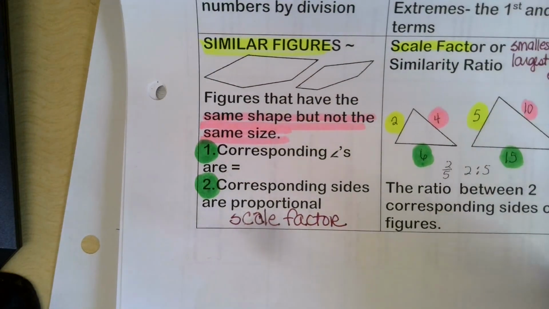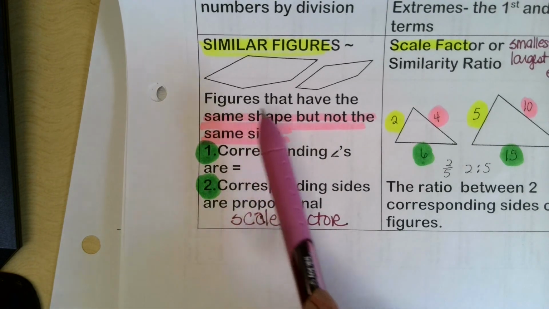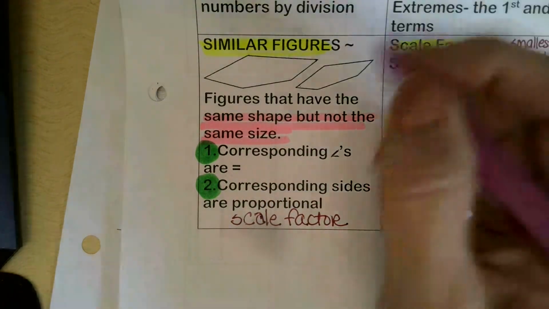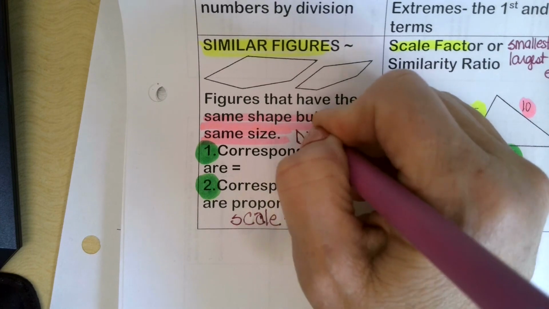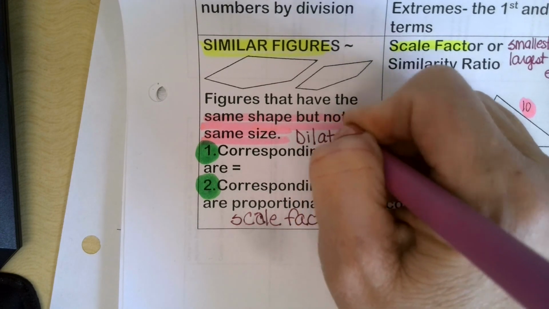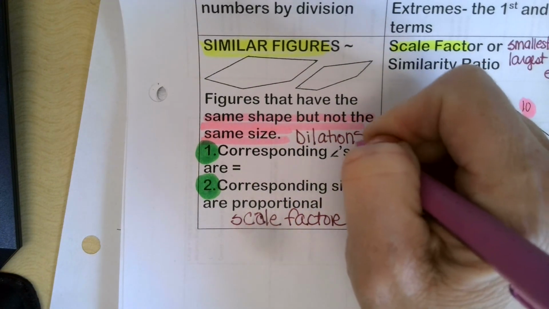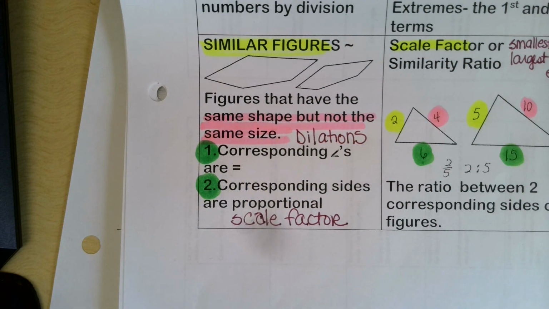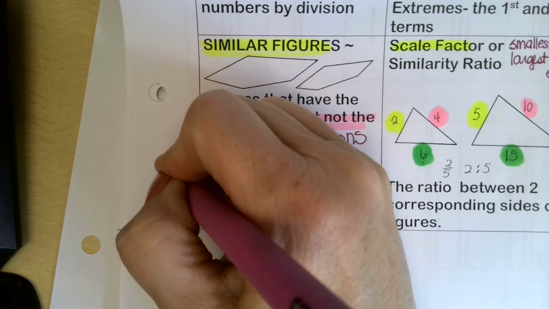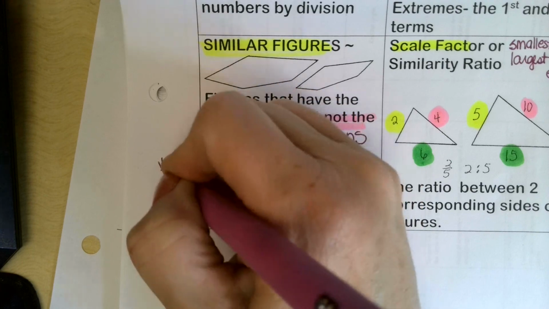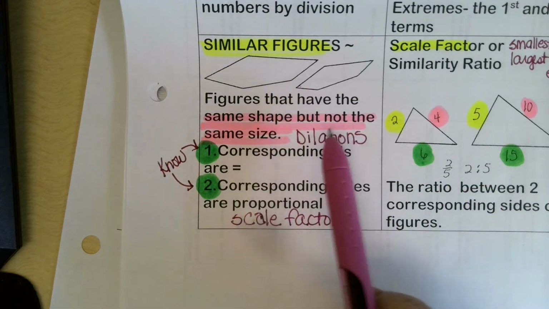Okay, similar figures. This is the big deal. Similar figures are figures that have the same shape but not the same size. We briefly covered dilations in the unit with the transformations, and we learned that dilations do have a scale factor, and there's 2 things that go with similar figures, and you are required to know these. All right, so make sure you know these because this defines similar figures.